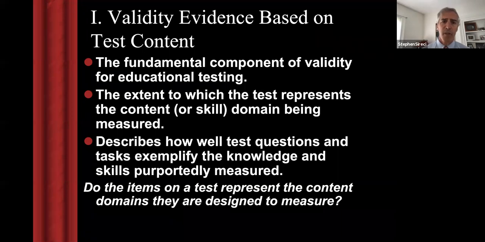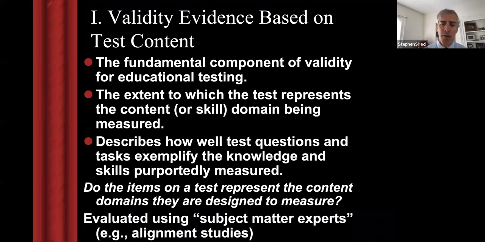Let me run through them. Validity evidence based on test content. It is just fundamental for educational tests. We need to make sure the content is right, and we typically use subject matter experts to evaluate that. So think about alignment studies. Alignment studies ask whether the items on the test are aligned with the curriculum frameworks. That fundamental question is a way we get validity evidence based on test content.